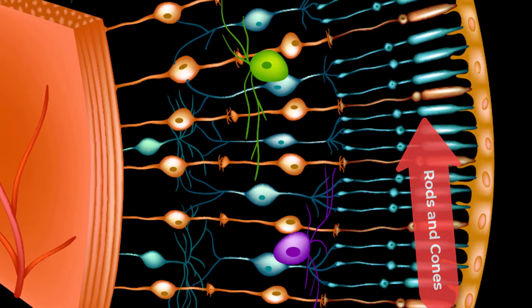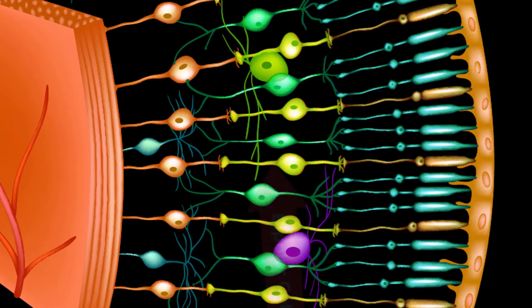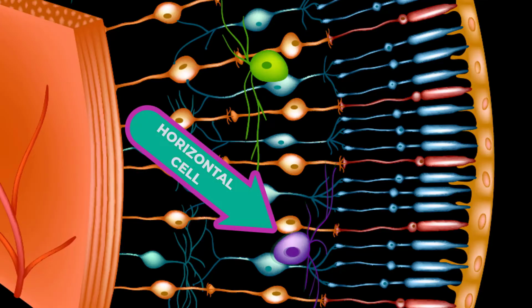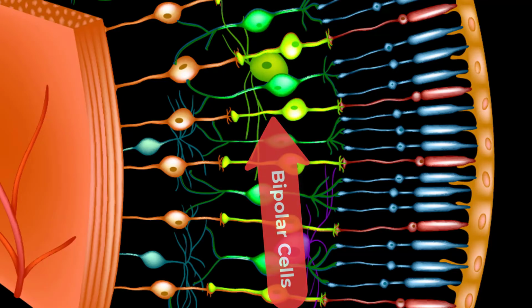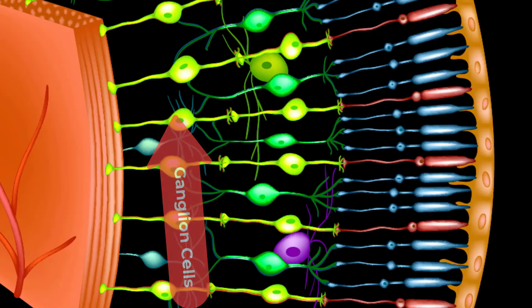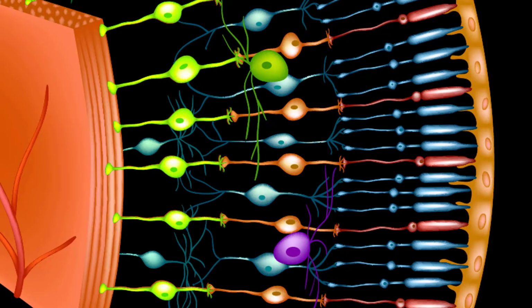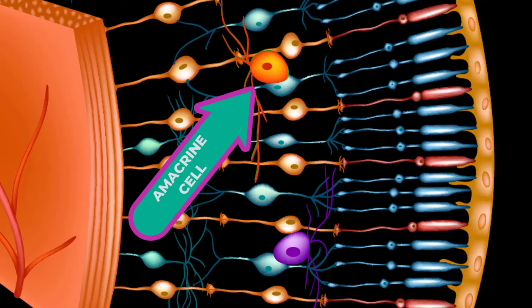The rods and cones synapse with neurons called bipolar cells. Horizontal cells at the same level form a network that inhibits or promotes communication between different photoreceptor and bipolar cells. Bipolar cells then synapse with the layer of ganglionic cells. Amacrine cells, also found in this level, modulate the communication between the bipolar cells and the ganglion cells.